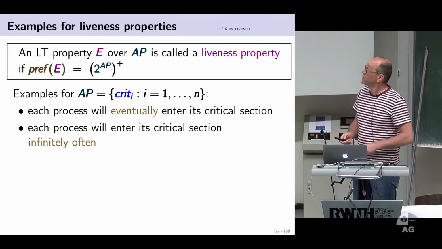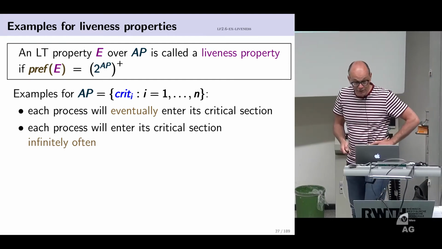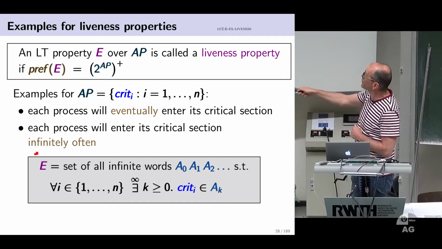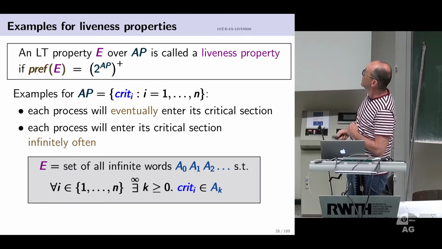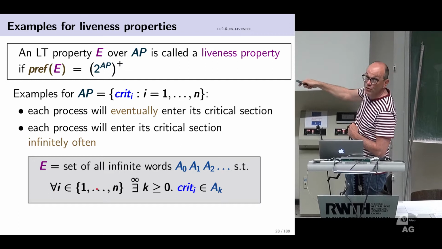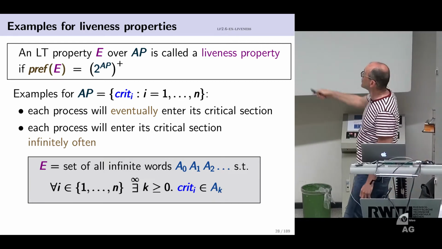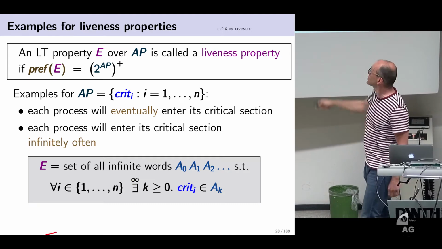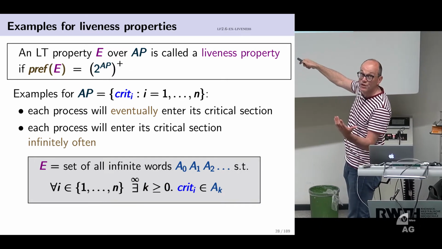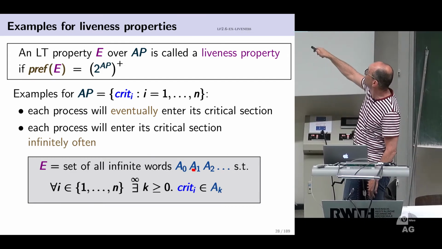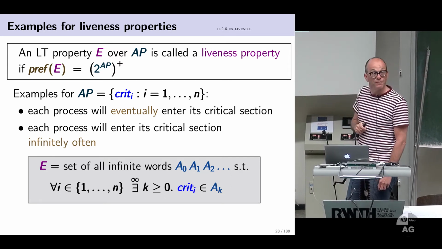Each process will enter its critical section infinitely often. So it's not enough to enter the critical section 100 times. No, you have to do this infinitely often. And the way to write this down is something like this. Again, we have to characterize a set of traces, so it's a set of all infinite words. Again, we would like to say something for all processes, that's this first universal quantification. Then we want to say you enter the critical section infinitely often, and I use this existential quantification with this superscript infinity to say there are infinitely many k's that are at least 0. So intuitively speaking, there are infinitely many positions along this sequence such that at this position, process i is in the critical section.